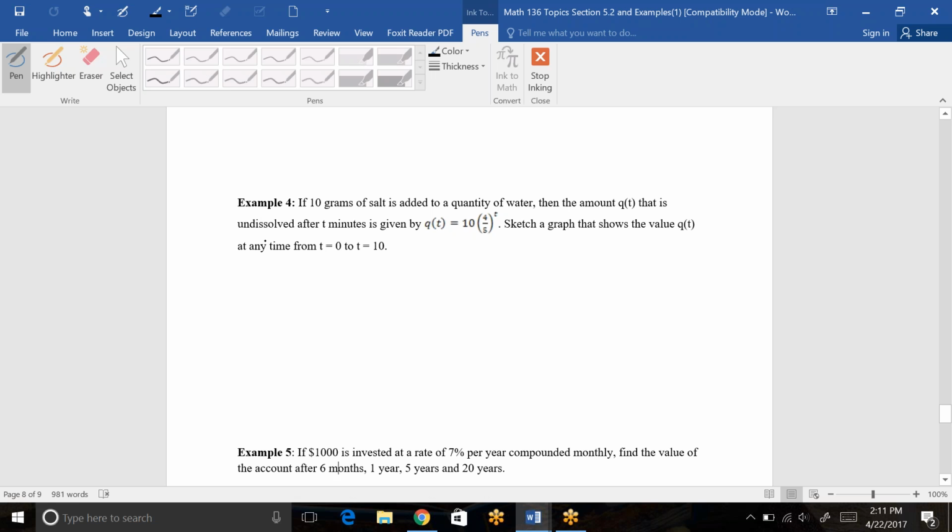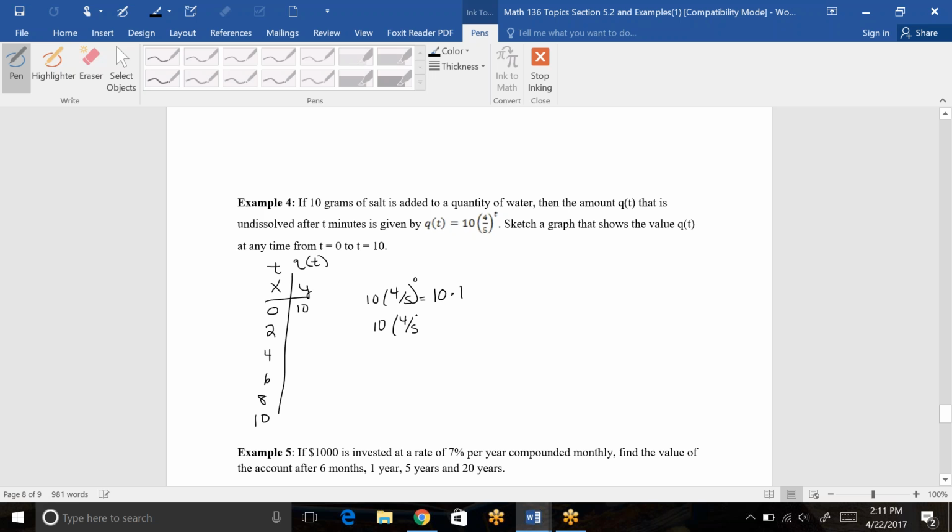Sketch a graph that shows the value from time of 0 to time 10. Now, T is kind of like our X, and Q of T is our Y. We're plugging in different minutes. And I don't feel like I need to do every point between 0 and 10, so maybe I'll just do the evens. So if you do 10 times 4/5 to the 0, that's 10 times a 1, so that's just 10.